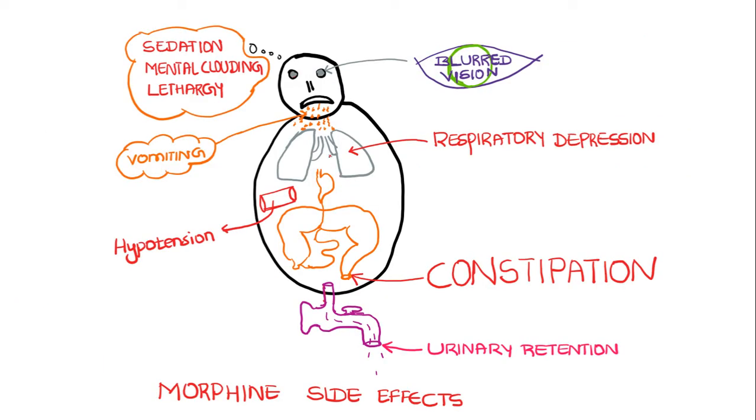So this is the diagrammatic representation of morphine side effects. It can cause sedation, mental confusion, lethargy. These are the subjective effects. It can lead to vomiting, blurring of vision, respiratory depression, urinary retention, hypotension due to vasodilation, and the most common being constipation.